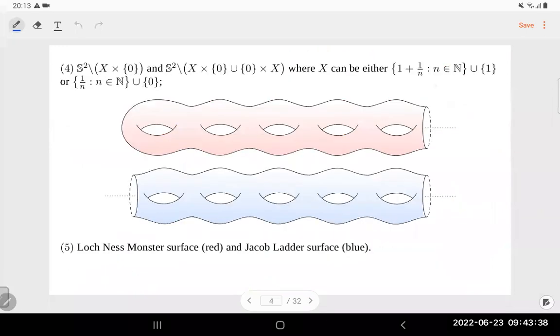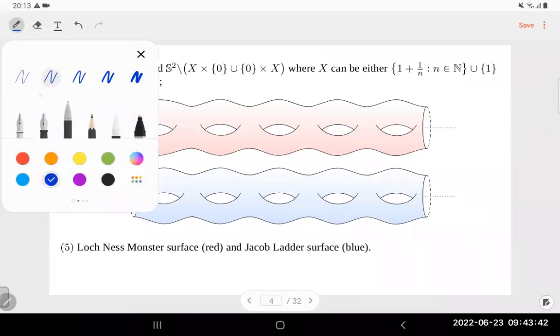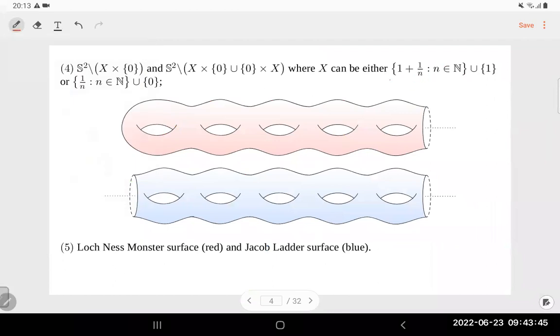So here my X can be, let's delete it. Yeah. So here X can be this set. Okay. Or X can be this set. The first surface is produced from deleting X from the x-axis, and the second surface is produced from deleting a copy of X from the x-axis, and again a copy from the y-axis. Well, so notice that in both cases we are deleting countably many points.